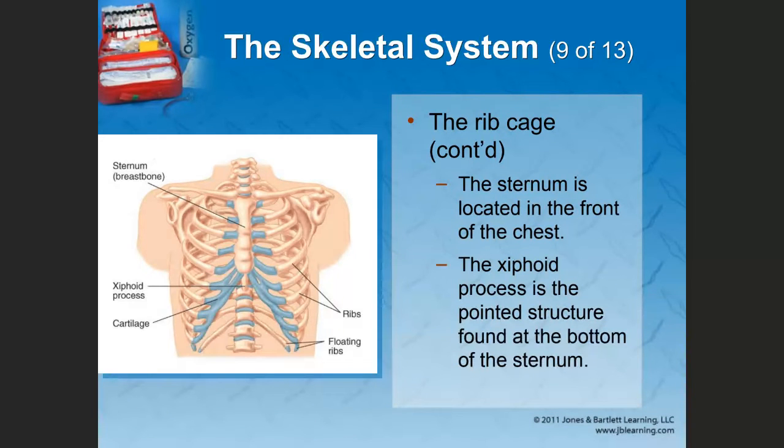Now, still on the rib cage, the sternum is located in the front of the chest. And you can see it on the diagram that's depicted. And the sternum is sometimes referred to as the breastbone. Now, at the inferior portion of the sternum, we have a tip, which is cartilaginous to some extent, which is referred to as the xiphoid or xiphoid process, and that's the bottom portion of the sternum.